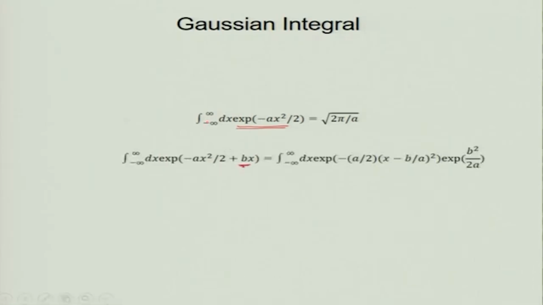Now bx, the b is a source term. So this is 1D, with one variable x. So b is a source term. So I had the integral e to the power minus beta H, where H could be x squared, plus a source term Jx. That's what I had in the past few slides. And this is over all possible x. So this is dx.